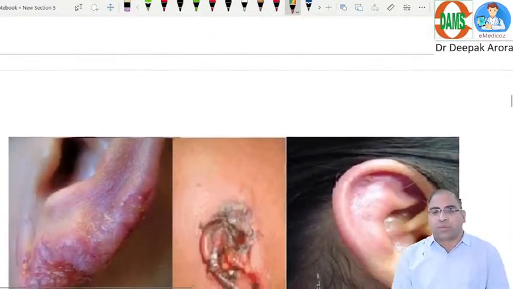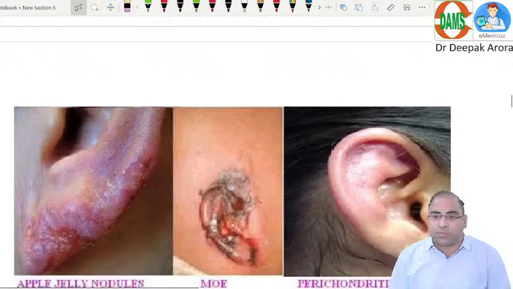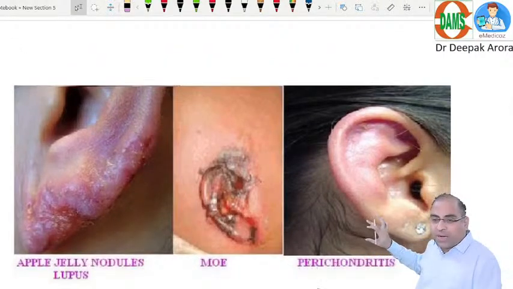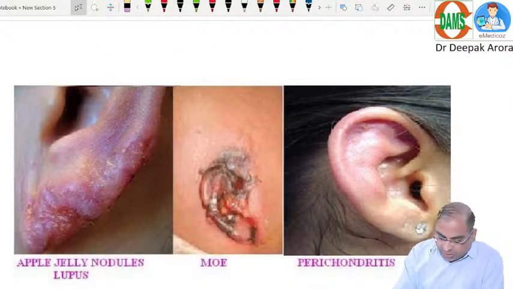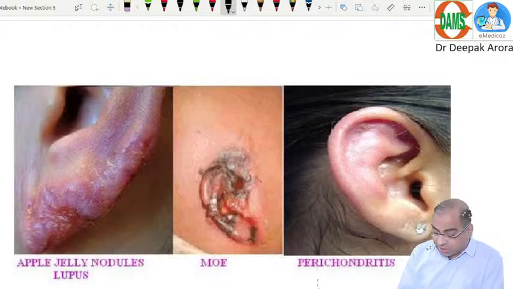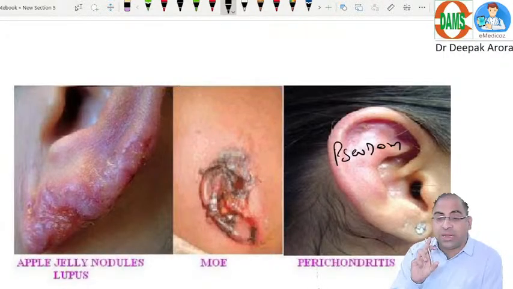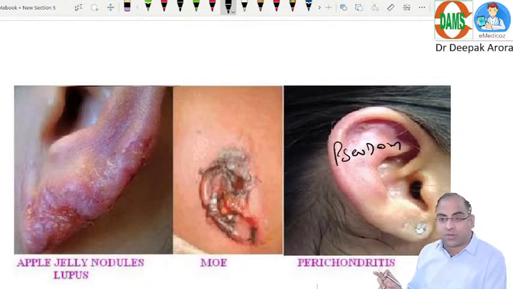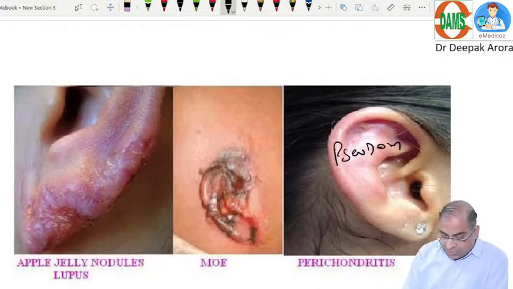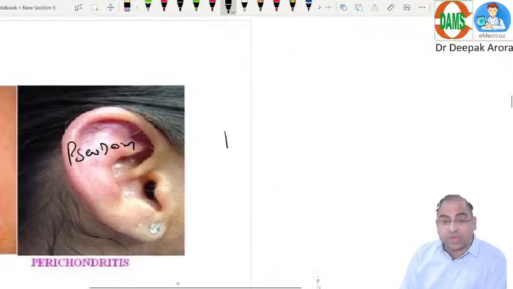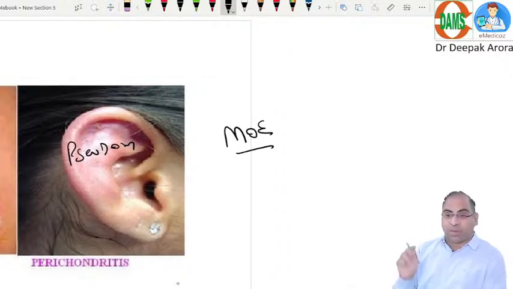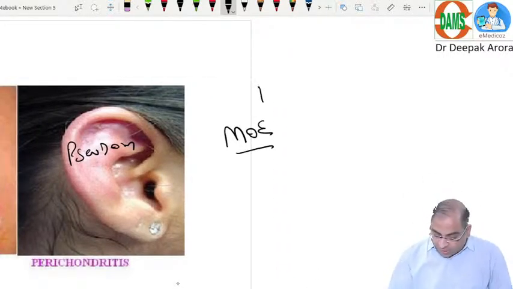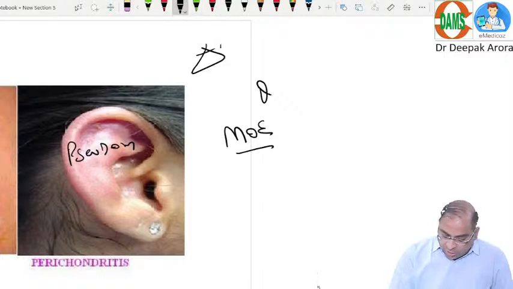Clear? Now what I am showing you, examiner, three important points. This is perichondritis. What is the bacteria? Perichondritis, malignant otitis externa: the bacteria is Pseudomonas. Normally in ENT it is Streptococcus, but here in perichondritis it is Pseudomonas. Malignant otitis externa is the topic. MCQ have to be there. You can make a star over this topic.